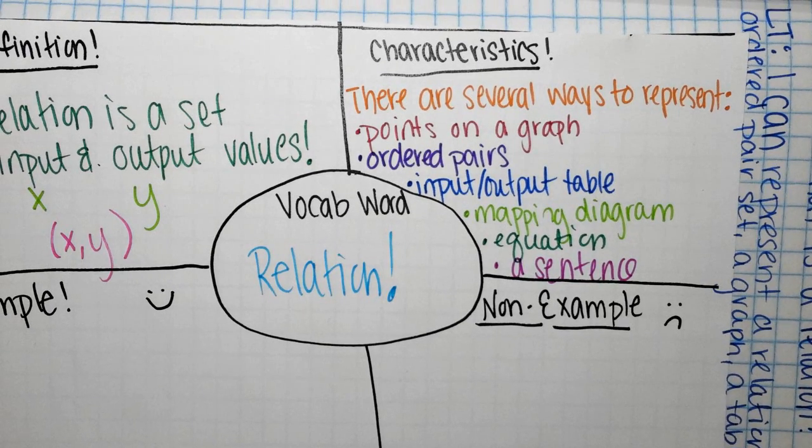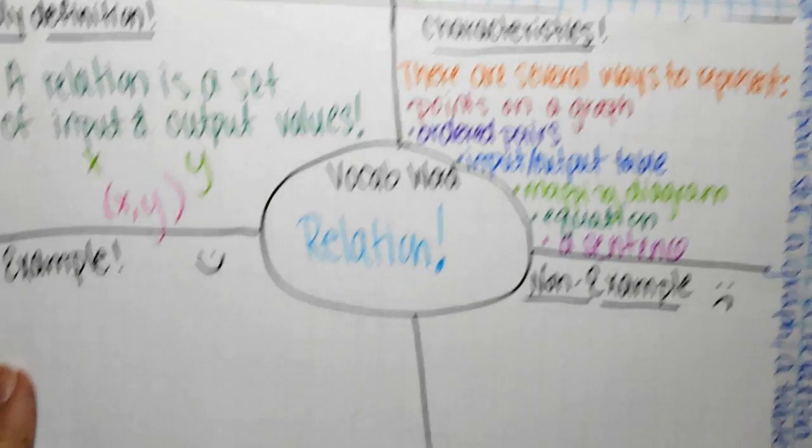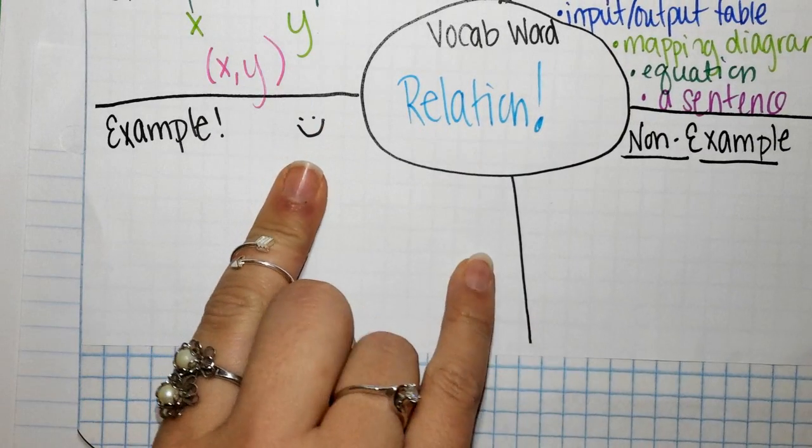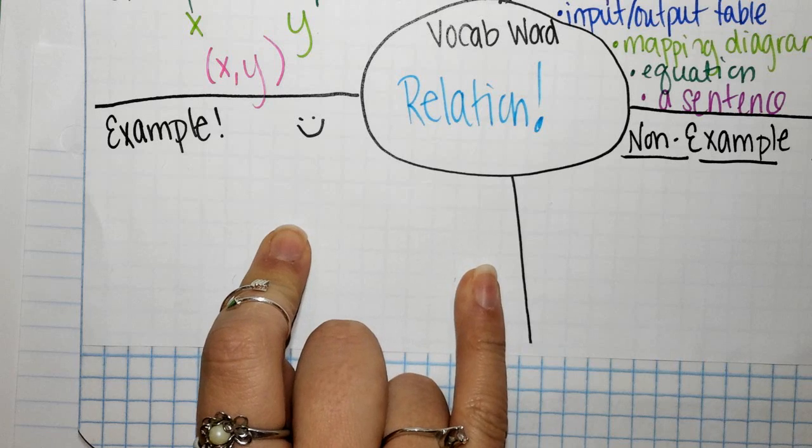All right, are we ready for an example? Yes. So an example is what a relation looks like. That's why it's a smiley face. Yay!